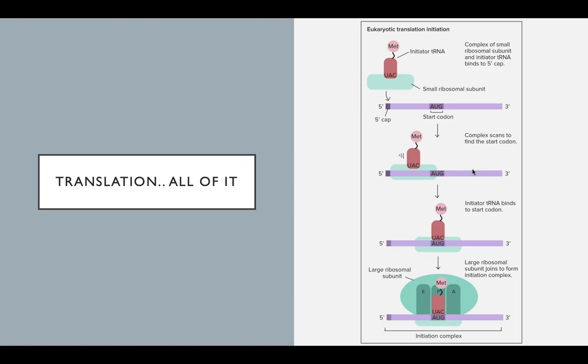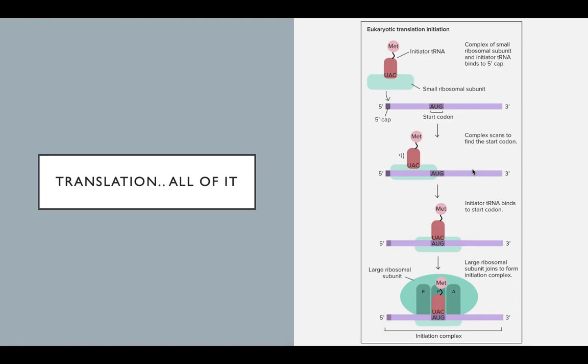When the AUG is found, the initiator tRNA will base pair to it and the large ribosomal subunit joins the complex. So this larger ribosomal subunit has 3 slots that are each shaped perfectly for the tRNA. These 3 slots are the aminoacyl tRNA, which is the A site, the peptidyl tRNA, which is the P site, and the exit site, which is known as the E site. So the A site carries a single amino acid, the P site carries a peptide chain of amino acids, and the E site allows the tRNA to leave.